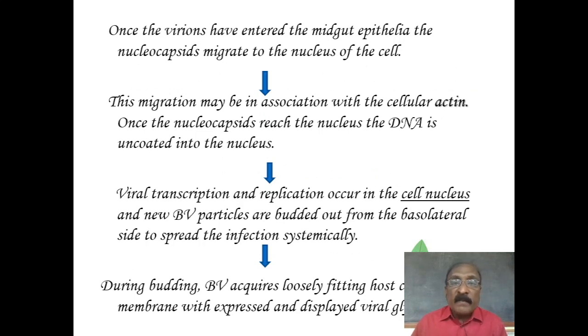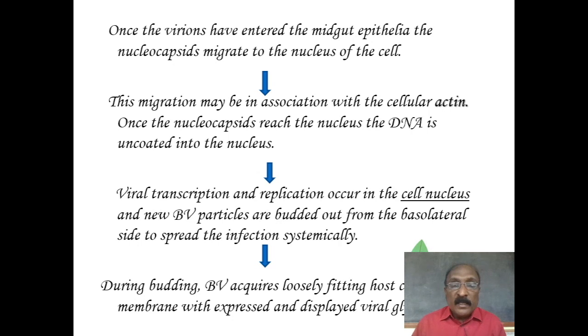Once the virions have entered the midgut epithelia of the insect, the nucleocapsids migrate into the nucleus of the cells. This migration may be in association with the cellular actin. Once the nucleocapsids reach the nucleus, the DNA is uncoated in the nucleus. Next, virus transcription and replication occur in the cell nucleus, and new BV particles are budded out from the basolateral side to spread the infection systemically.